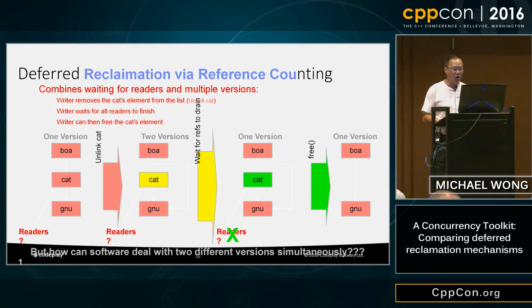Transitioning to state 3, all the readers that had a reference to the cat's data have to release their references, indicated by the green color of the cat's box. And because there's still no path to the cat's data element, new readers still cannot gain a reference to it.